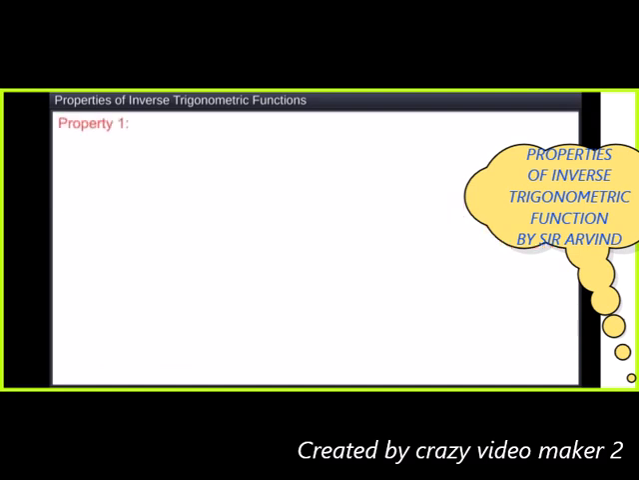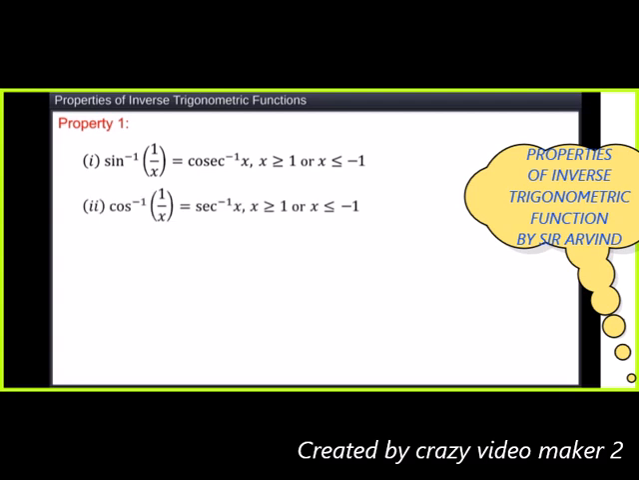Now let us discuss some of the properties of inverse trigonometric functions. Let us take the first property. Sine inverse 1 upon x is equal to cosec inverse x, where x is greater than or equal to 1. Similarly, cos inverse 1 upon x is equal to sec inverse x. And we can write tan inverse 1 upon x is equal to cot inverse x, and vice versa.